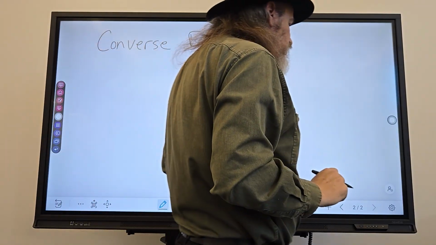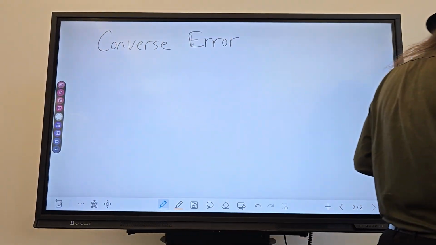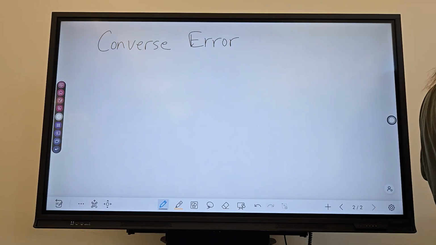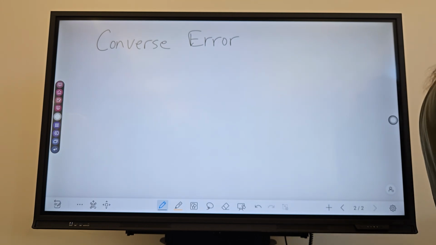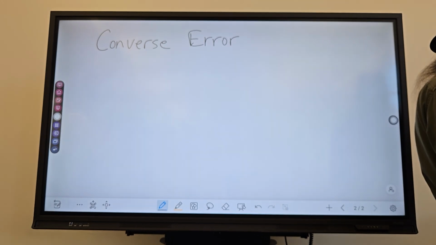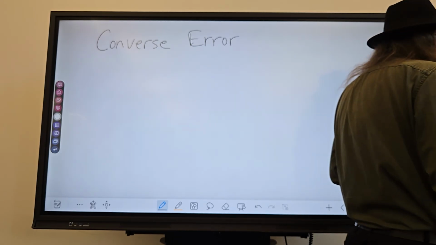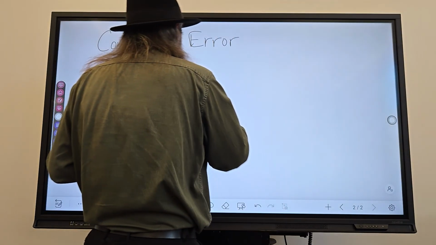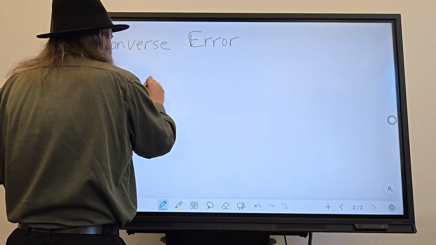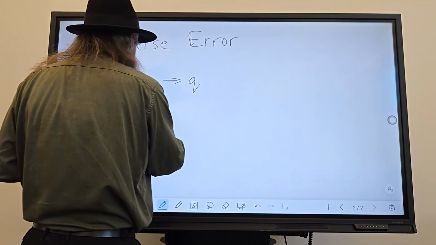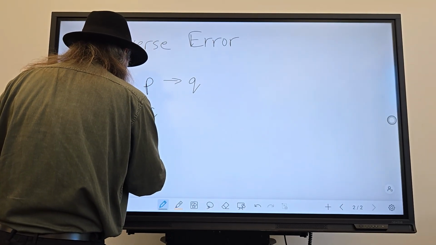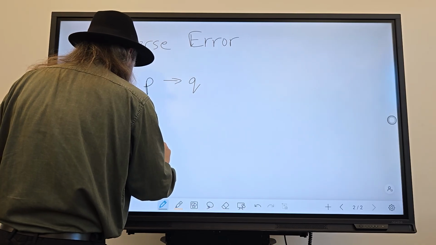Okay, take this statement. If Zeke is a cheater, then Zeke sits in the back row. Zeke sits in the back row, therefore Zeke is a cheater. This takes the general form: if P then Q, Q, therefore P.